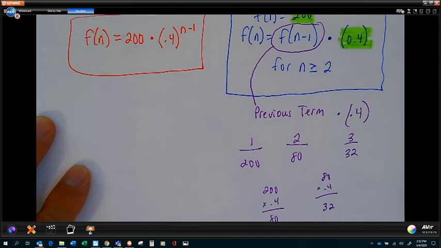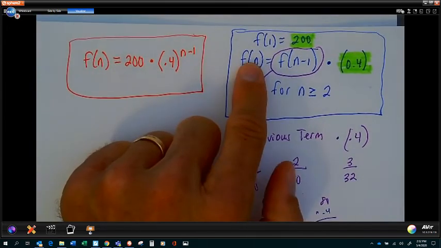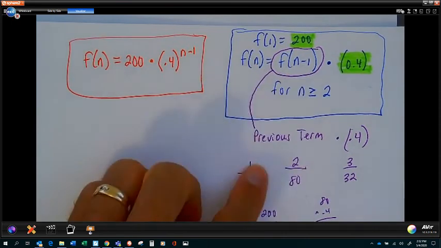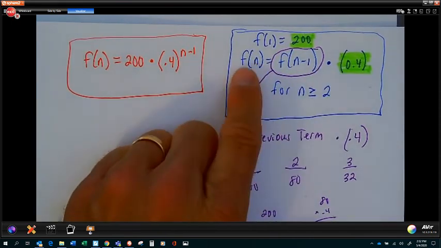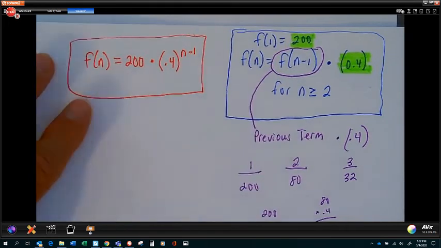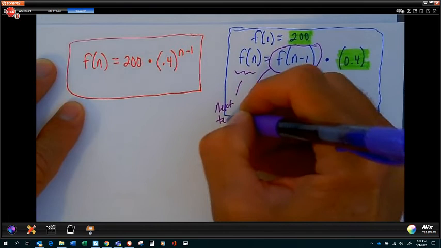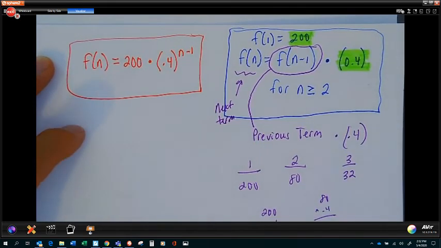So when you're reading recursive formulas for geometric sequences, all this formula means is the next term in the sequence is equal to the previous term times the common ratio. So this is how I'd read it. The next term, f of n, this means next term. The next term is the previous term times the common ratio.